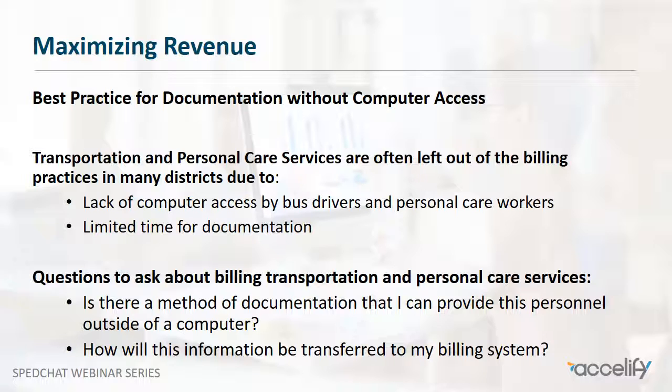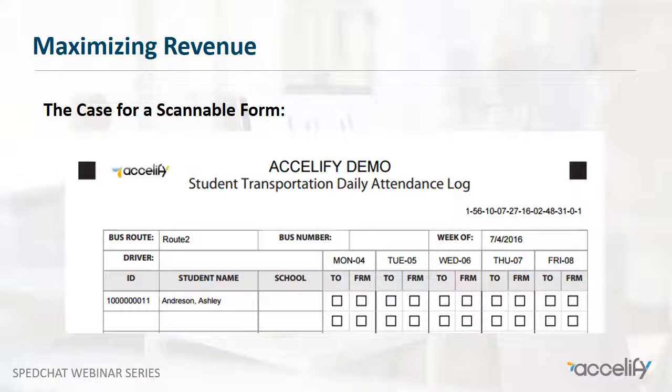So the questions you want to ask yourself about billing transportation and personal care services are, is there a method of documentation I can provide this personnel outside of a computer? Can I give them some kind of form? Perhaps. And then if I do, how will this information be transferred to my billing system? This is where I'd like to make the case for a scannable form.